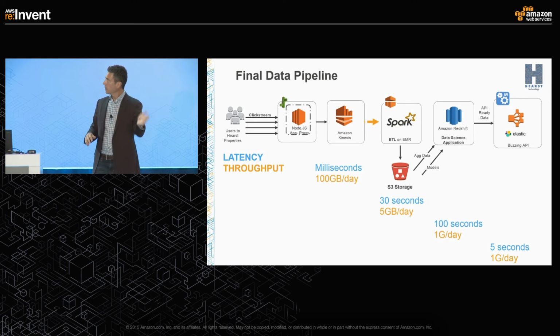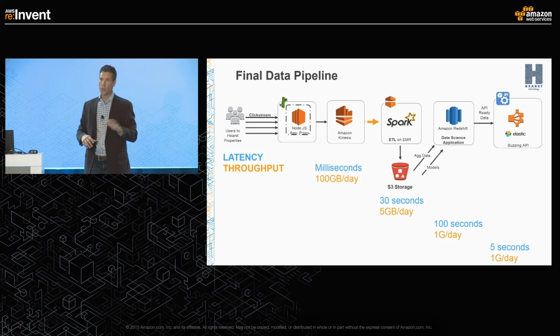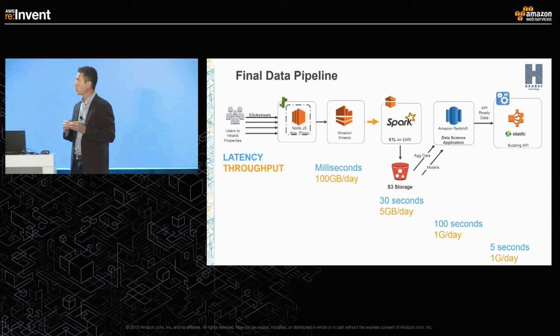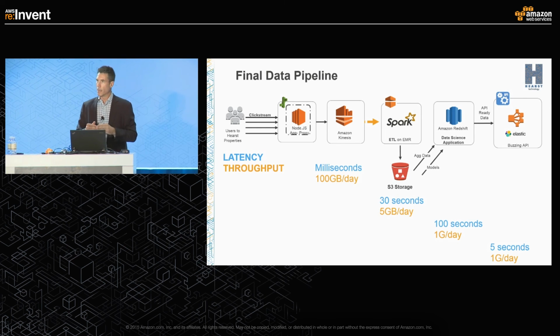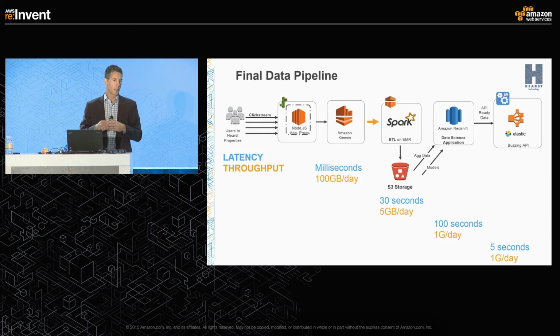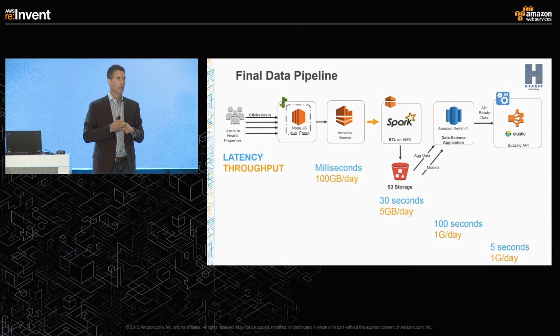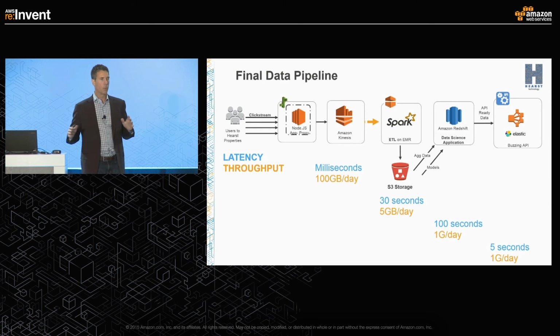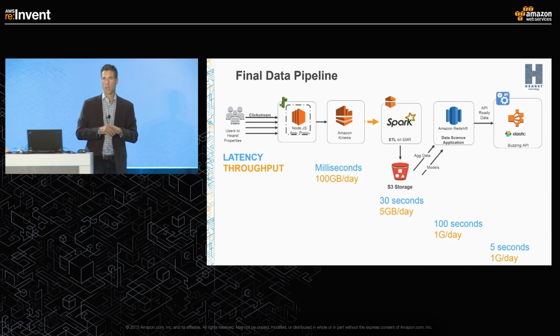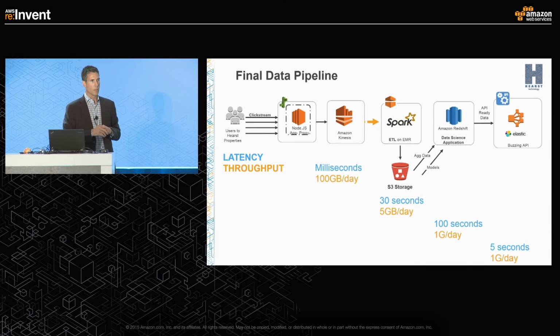So basically, we're ingesting about 100 gigabytes a day of data through the pipeline. It's processed in milliseconds with Spark, and then we do our ETL in 30 seconds. Our data science is run on Redshift in 100 seconds and pushed out to Elastic through an API. The whole throughput is about 140 seconds from click to a table, to an endpoint.